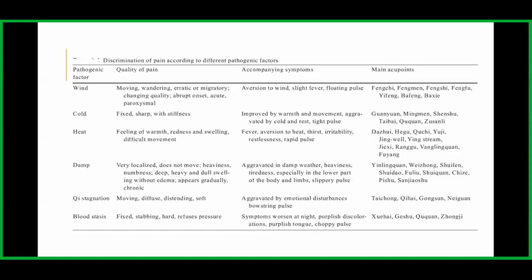When there's qi stagnation, the pain will be moving, diffuse and distending, and soft. The symptoms will be aggravated by emotional disturbances, and bowstring pulse. When there's blood stasis, the pain will be fixed, stabbing, hard, and refuses pressure. The symptoms will be worse at night. There will be purplish discolorations, purplish tongue, and choppy pulse.